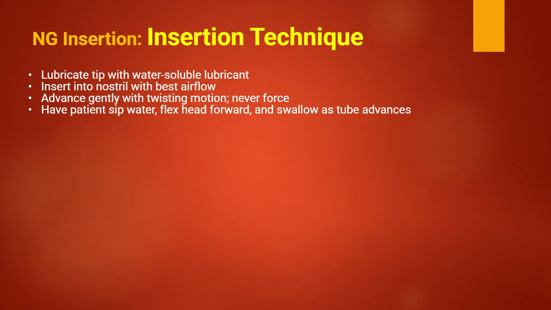As the tube advances into the throat, encourage the patient to sip water through a straw and swallow. Swallowing activates the natural peristaltic reflex, which helps guide the tube down into the esophagus instead of the trachea. At this stage, instruct the patient to flex their head forward, which further directs the tube away from the airway and toward the stomach. Always monitor the patient closely for warning signs. If the patient begins coughing, turns cyanotic, or appears in respiratory distress, stop immediately. These are red flags that the tube may have entered the airway.